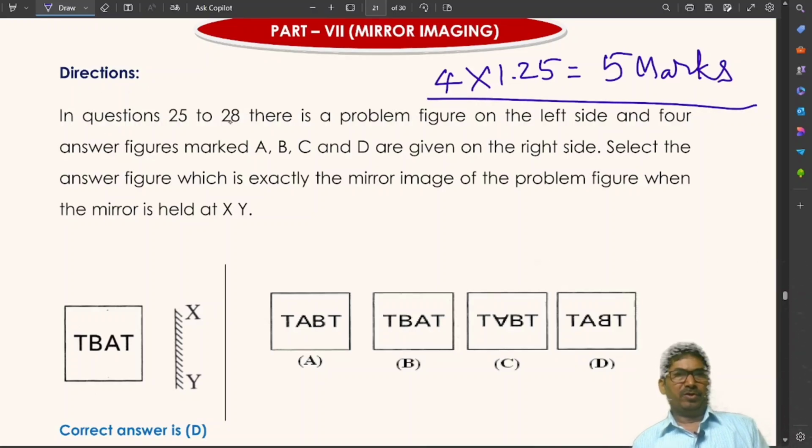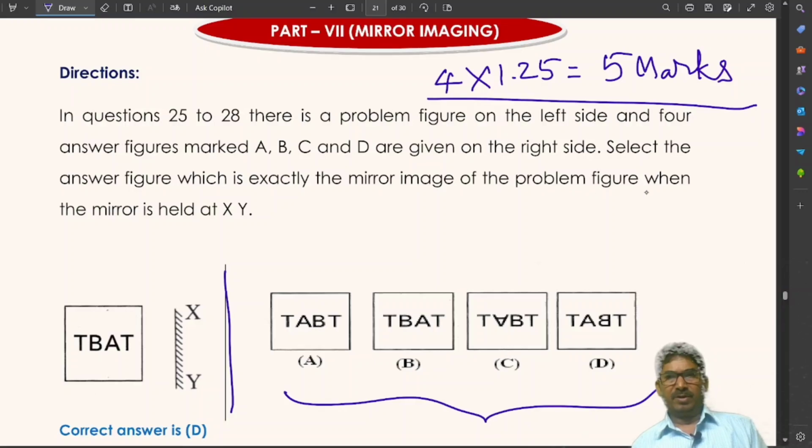Directions. In questions 25 to 28, there is a problem figure on the left side like this, and 4 answer figures marked A, B, C and D are given on the right side like this. Select the answer figure which is exactly the mirror image of the problem figure when the mirror is held at XY. So the mirror is kept here, XY. Sometimes they will keep the mirror here, sometimes this side also. Based on that mirror, we have to identify the answer.